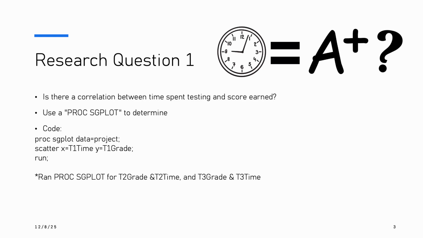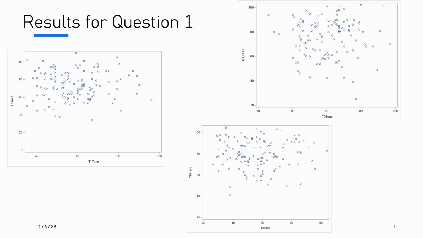For our first research question, we decided to find if there was a correlation between time spent testing and score earned. For this, we decided to use a PROC SGPLOT, and we did it for every single test. The X value was the test time, and the Y value was the test grade. After we ran our SAS code for a PROC SGPLOT, we received these three scatter plots, where our x-axis is time and our y-axis is grade.